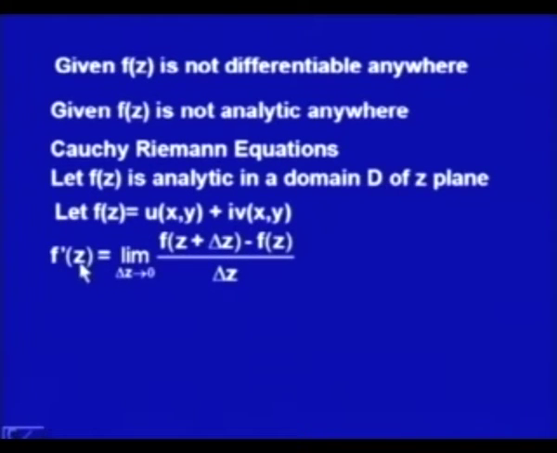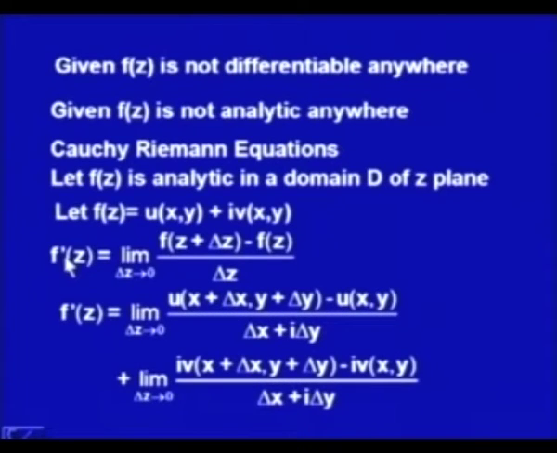Then f dash z is equal to f z plus delta z minus f z divided by delta z. The limit of this ratio is f dash z by definition of differentiability. So, we write down f dash z as limit delta z tending to 0, and f z plus delta z is written as u x plus delta x, y plus delta y plus i v x plus delta x, y plus delta y. So, this is written as u plus i v. So, this is the u part and this is the v part. Similarly, f z is u plus i v.